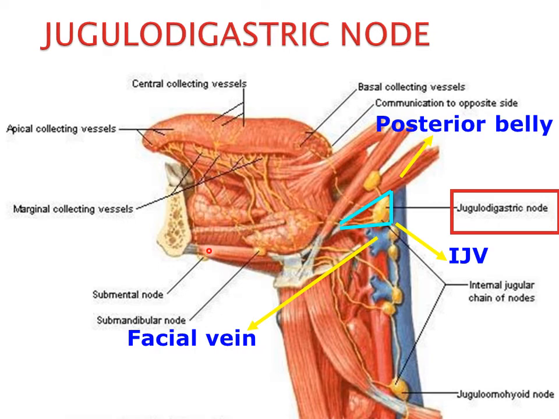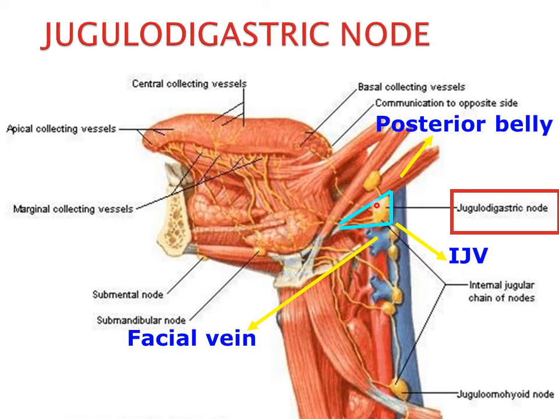Here we can see the anterior belly arising from the digastric fossa in the mandible. This is the anterior belly, this is the intermediate tendon, and here you have the posterior belly. This is the jugulo-digastric node. It is part of the upper group of deep cervical lymph nodes.